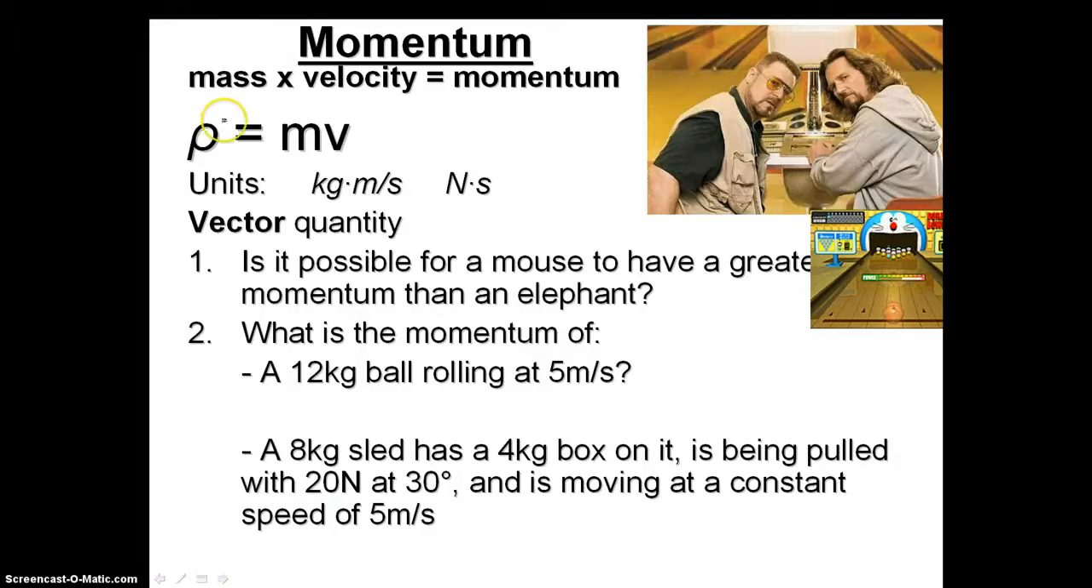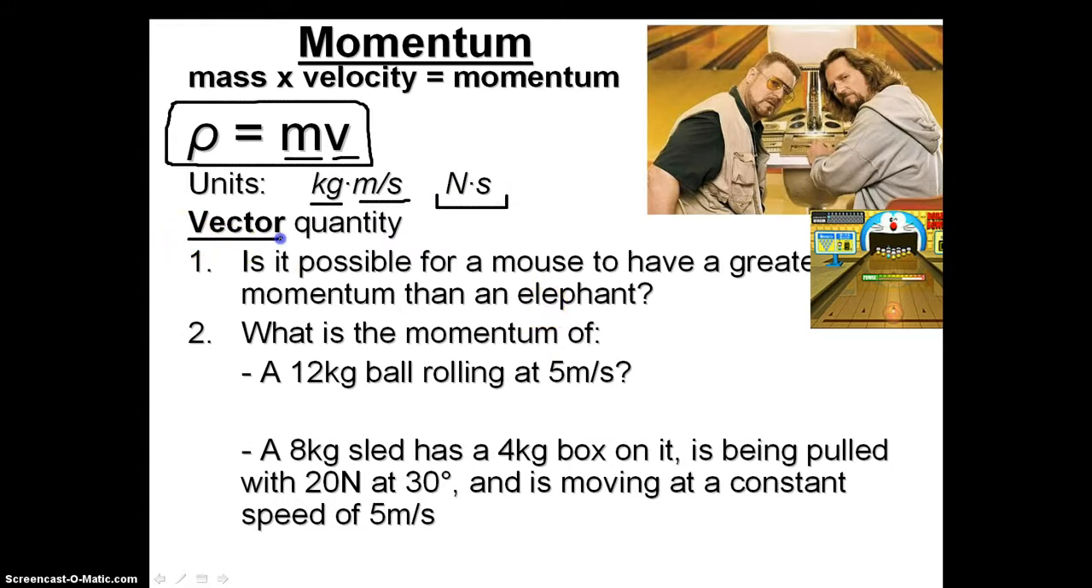First up, momentum. We use a special character for it. It looks like a P equals mv, mass times velocity. The units for it will be kilograms times meters per second. The other units, just to get it in your notes, is also Newton seconds.